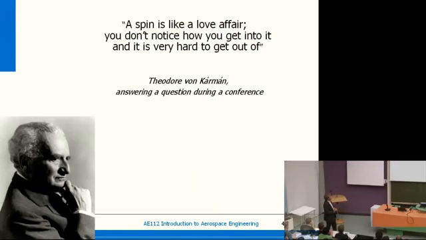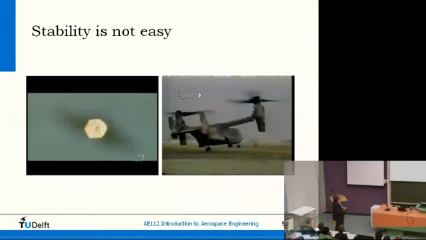Theodor von Karman talks about a spin, one of the most dangerous situations you can end up in because it's very hard to get out of. You don't notice how you get into it, and it's very hard to get out of. He compared it to a love affair. He was never married himself. I don't know if that means he had a lot of experience in this or less, I don't know.